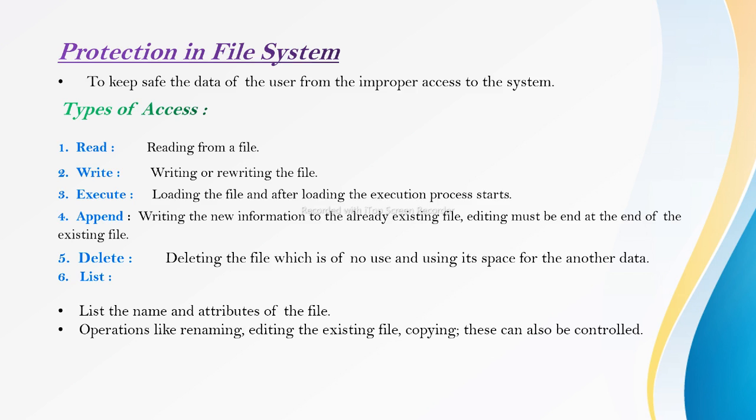The list part contains the list of the name and attributes of the file, and operations like renaming, editing the existing file, and copying can also be controlled. There are many protection mechanisms. Each of them has different advantages and disadvantages and must be appropriate for the intended applications.